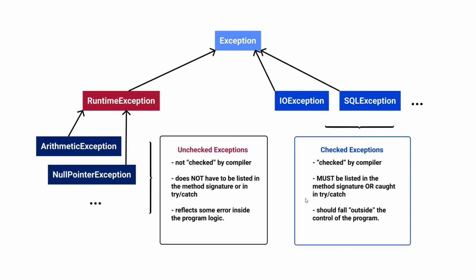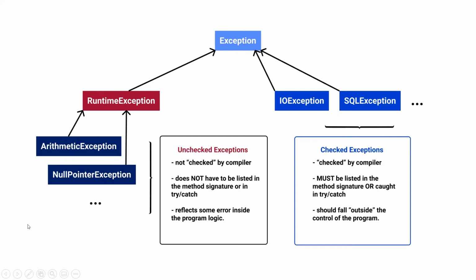And any exception that inherits directly from the exception class is automatically treated as a checked exception. If you want to create your own custom exception and make it a checked exception, all you need to do is extend exception. Again, these classes on the right are checked exceptions, and they're inheriting directly from exception.